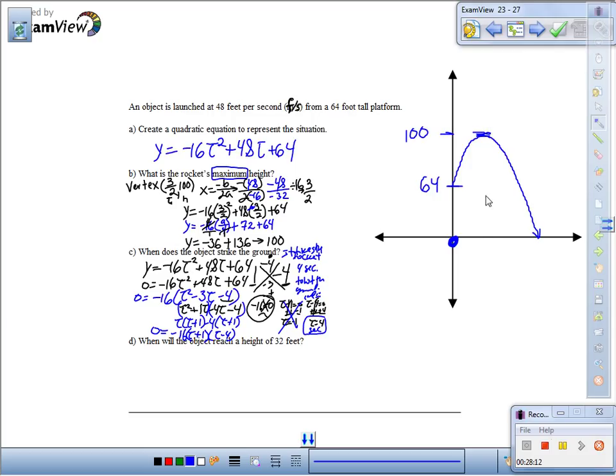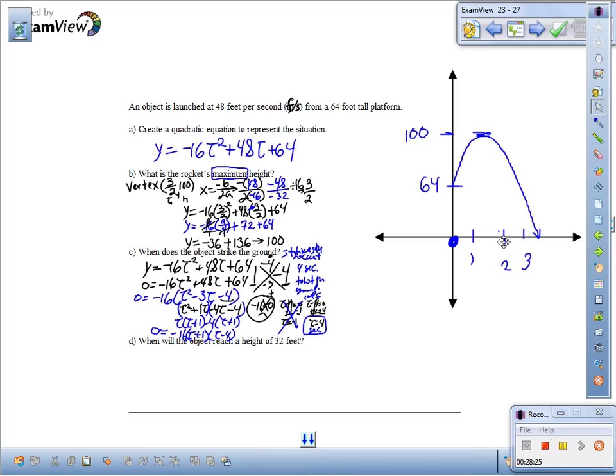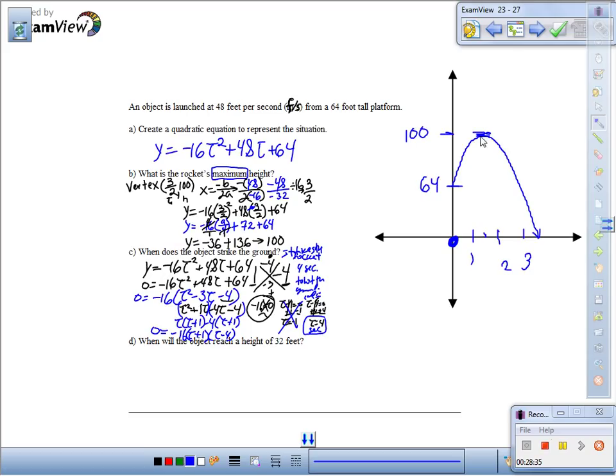Now, how long does it take to reach that 100? So here's 1, here's 2, here's 3. According to the vertex, 3 divided by 2 is 1.5. 1.5 is about right here. So it takes 1.5 seconds to get to that height. Does that make sense so far? Yes. Okay, and notice we didn't start from down here because it started from a platform which was already 64 feet above. Are we there? Yes.